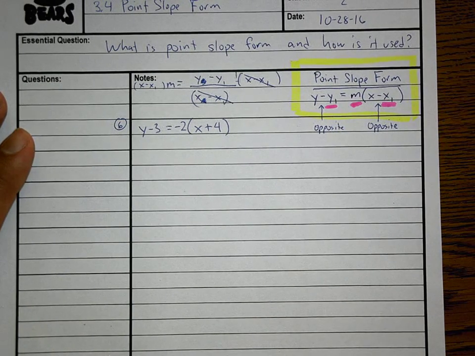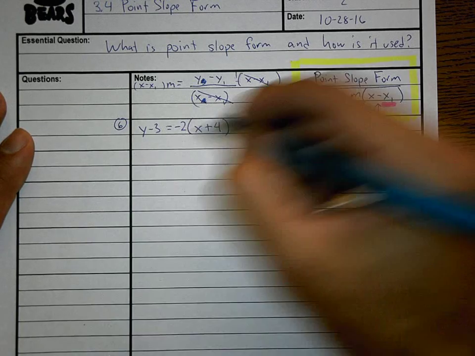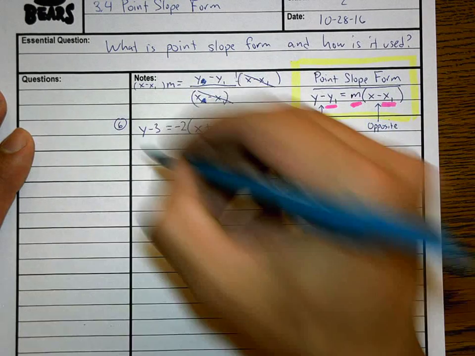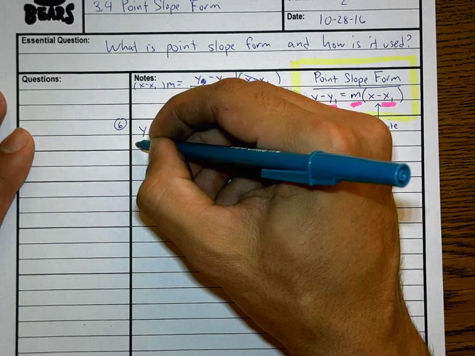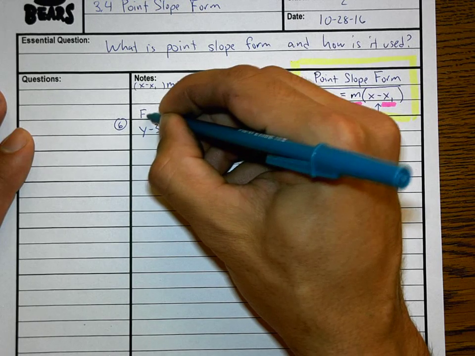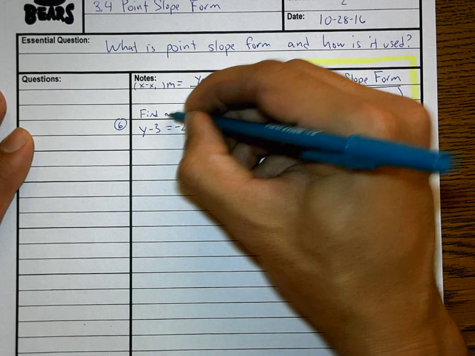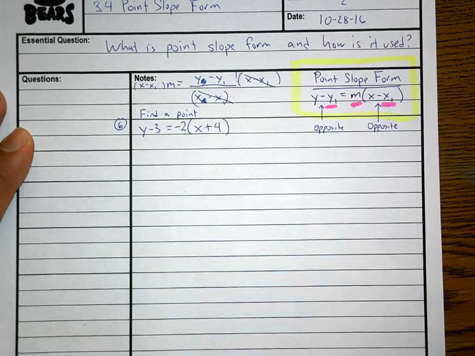And there are going to be 3 directions here. The directions will say find a point on the line.